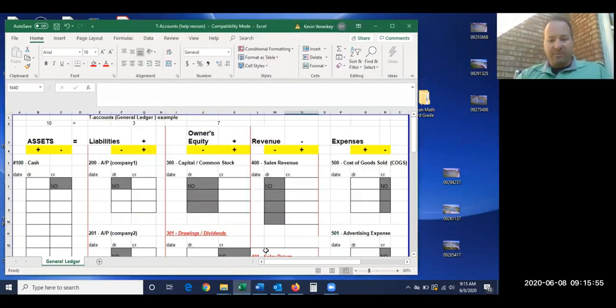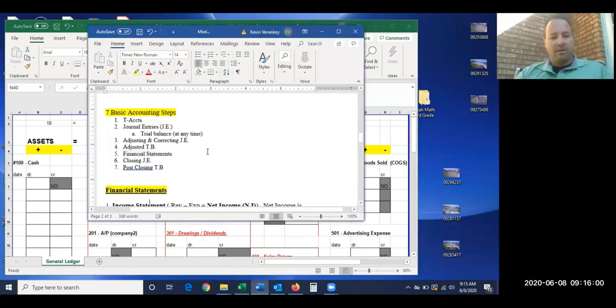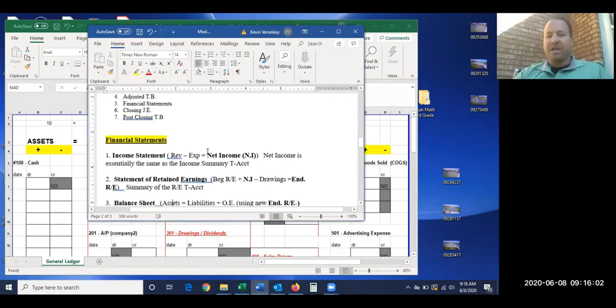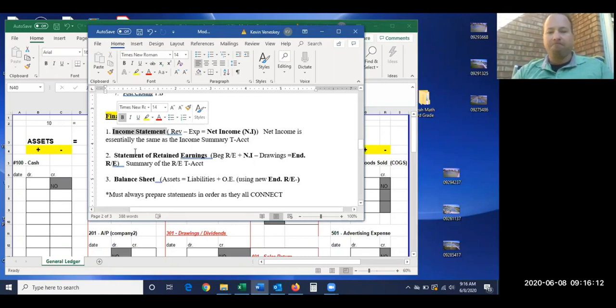So the first statement we do, let's go back to my notes, is the income statement. This is also called the profit and loss statement. It's known by a few different names. Primarily, I always call it the income statement, but that's not set in stone. It doesn't have to be called that.